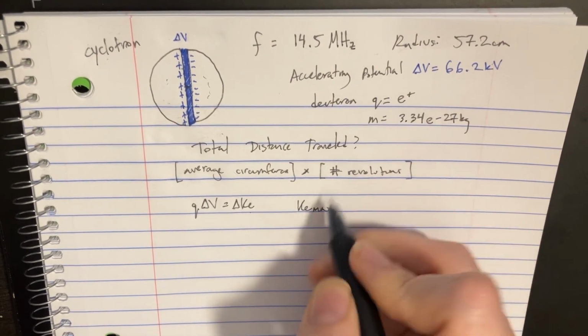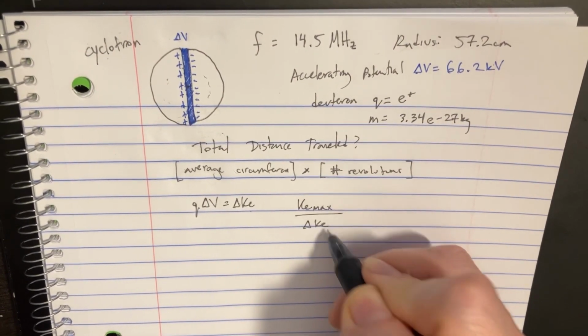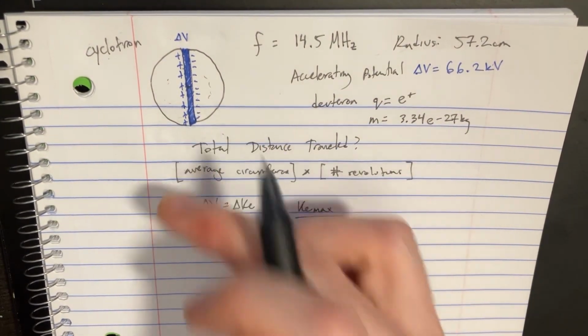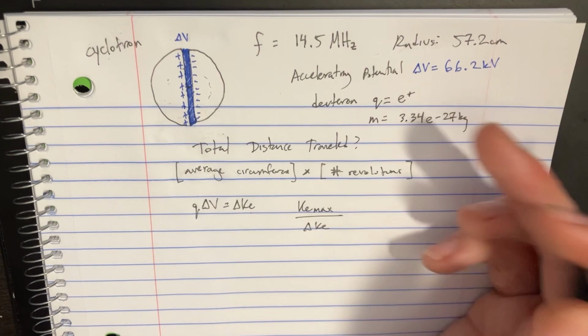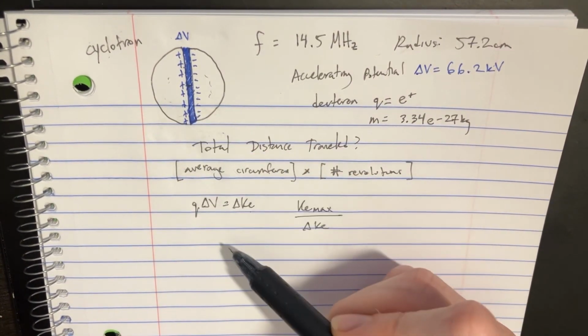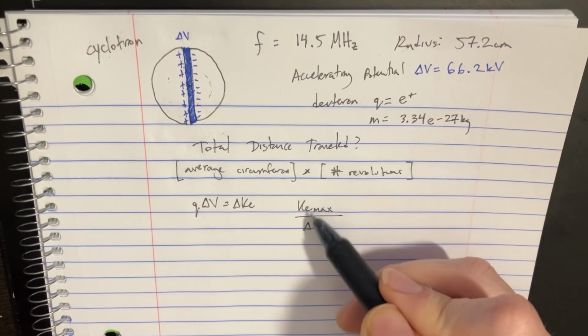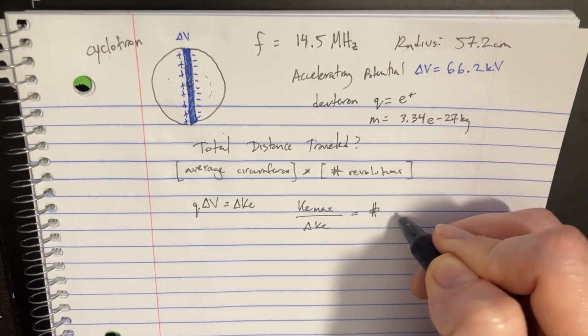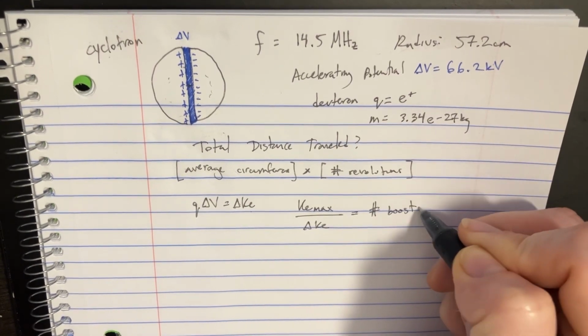KE max, and divide it by the change of potential energy, because every time that it goes through there, it's the same change. So, every time you do that, let's say you had a couple hundred switches through here, well, that would give you a total KE. So we're going to try to figure out the number of boosts it gets.